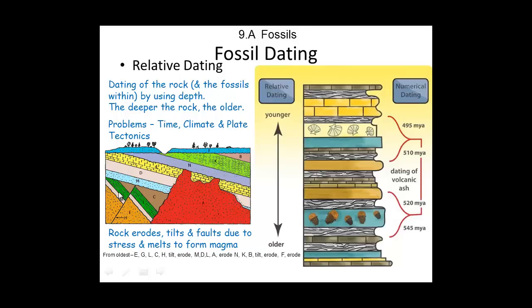Because you can see these rocks were originally horizontal. Rocks don't form like this. If they did, they would get washed down to the bottom of the valley, and you'd actually see this L layer flat down here. So rocks are originally put down horizontally, so if they are tilted, the tilting happened after the rock formed. And then we have erosion.